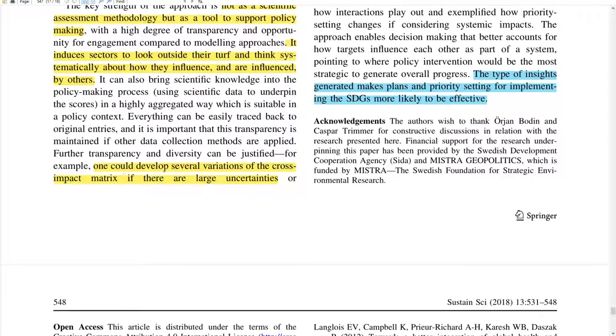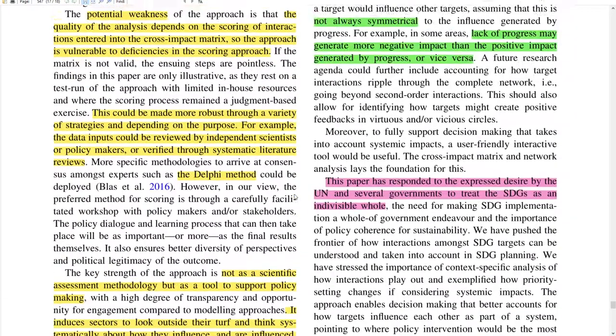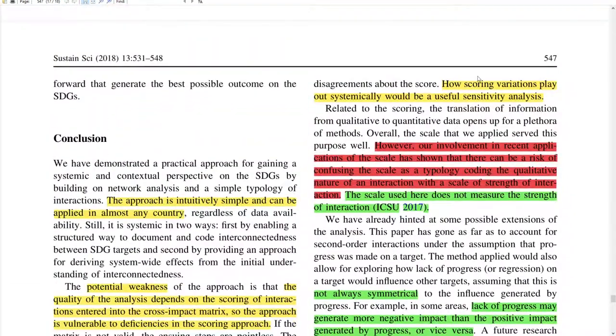You could also develop several variations of the cross impact matrix if there are large uncertainties. If you have large conflicts between these experts, you could have different cross impact matrices. How scoring variations play out systemically would be a useful sensitivity analysis.